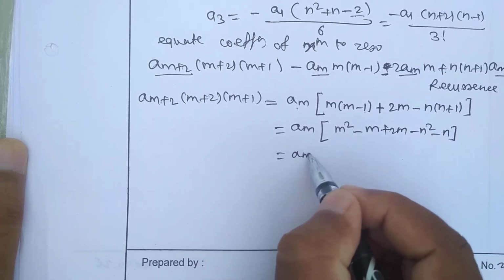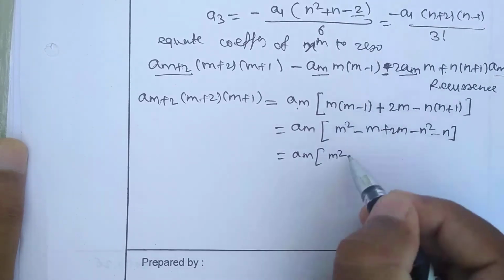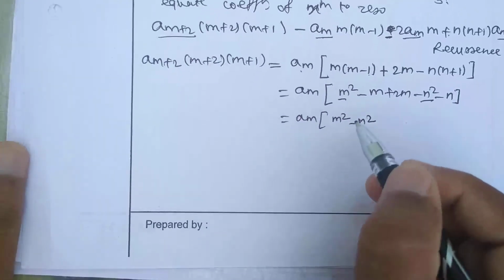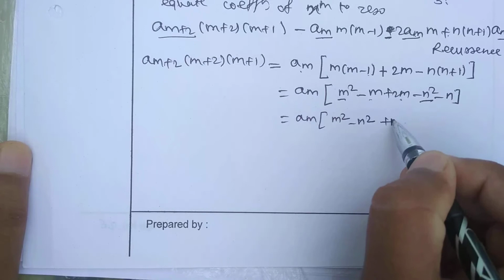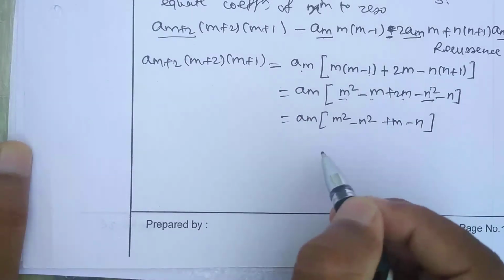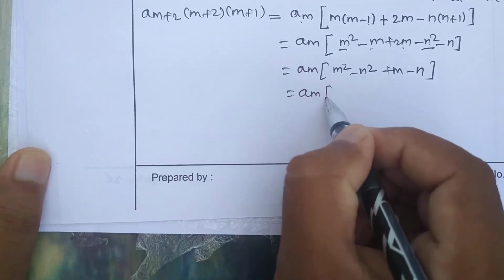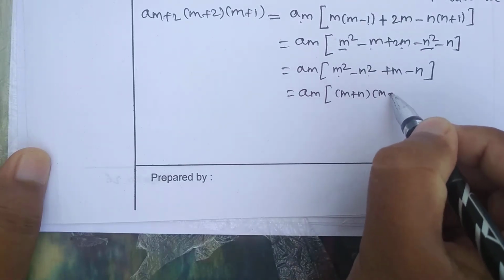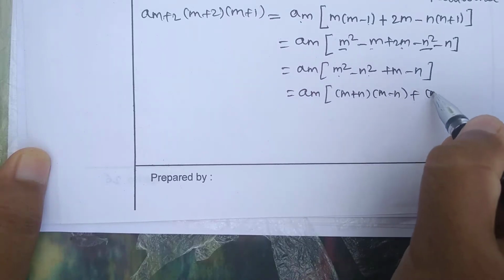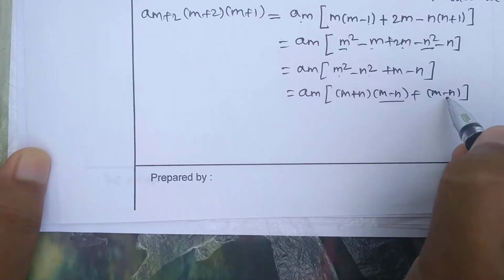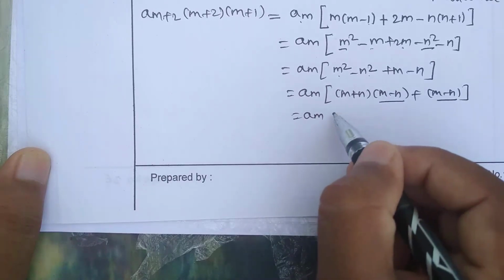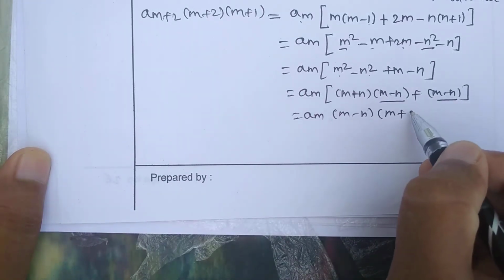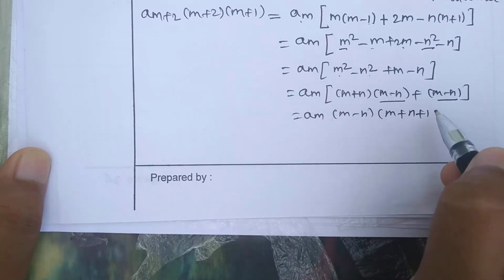This is equals to am. So m square minus n square, this term and this term. Then minus m plus 2m, it becomes m minus n. Now this is equals to am into bracket m square minus n square, that can be written as m plus n into m minus n plus this m minus n term as it is. Taking m minus n common, so you will get am into m minus n and m plus n plus 1.